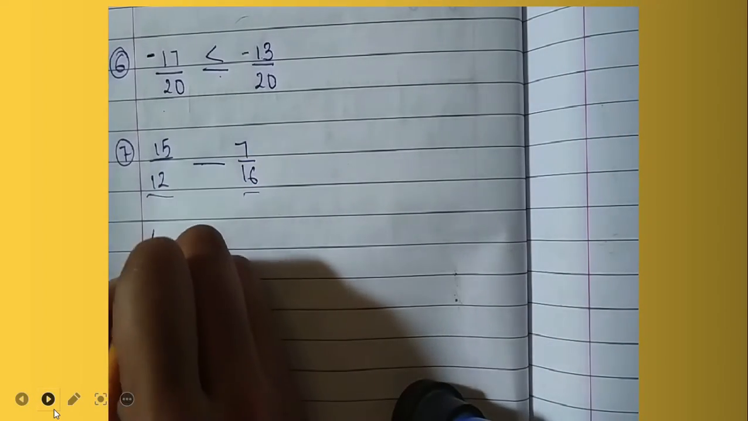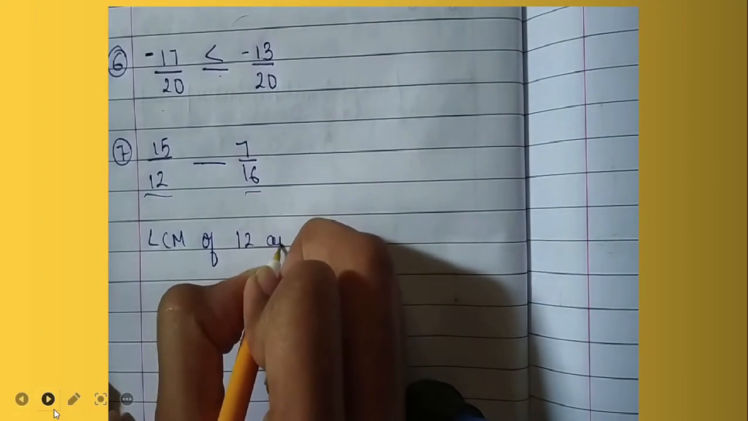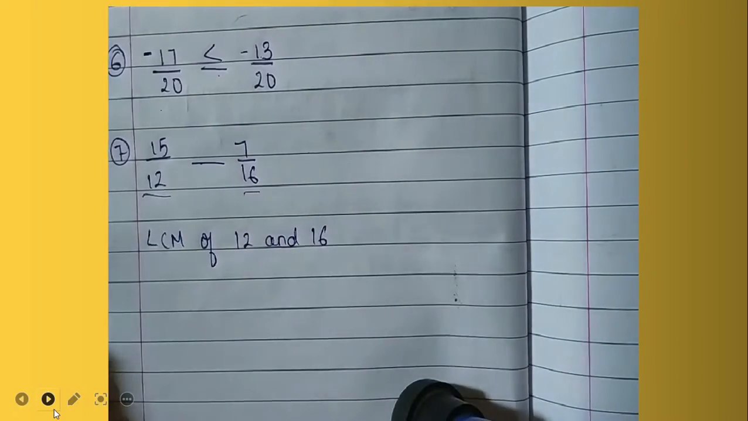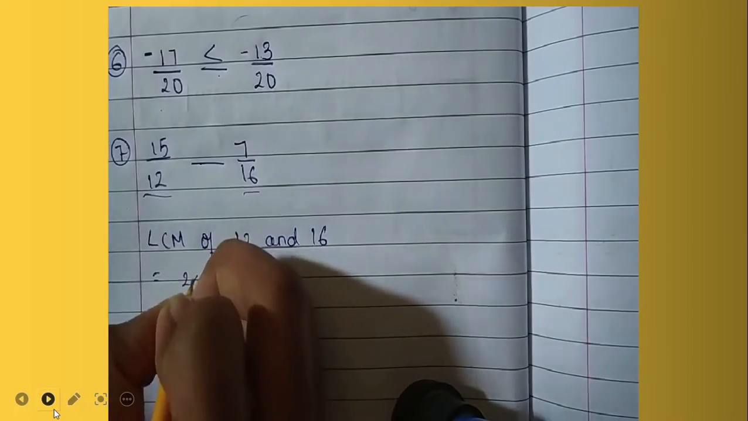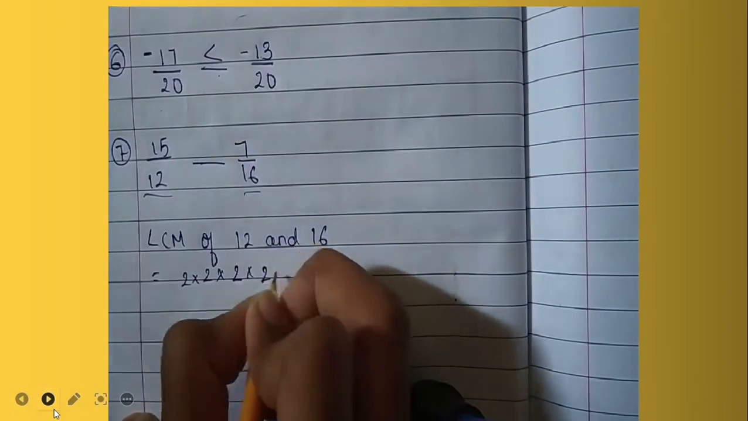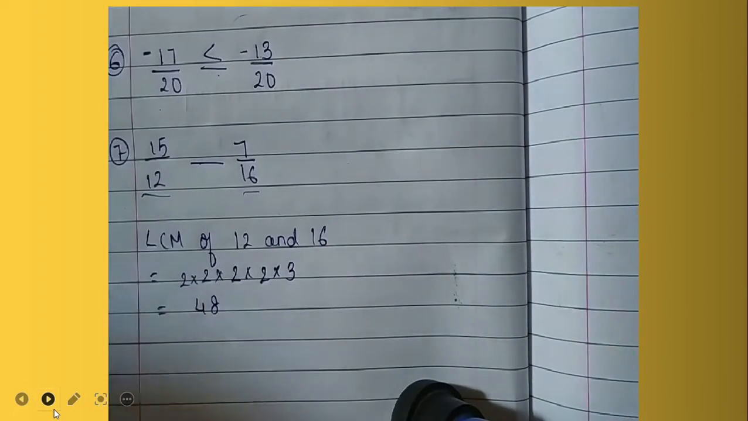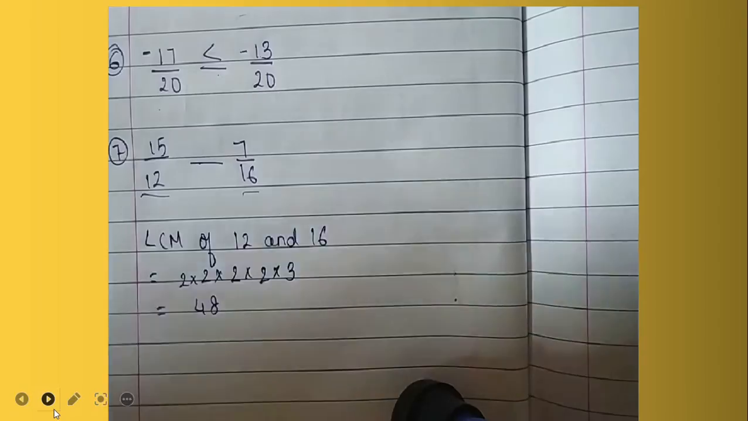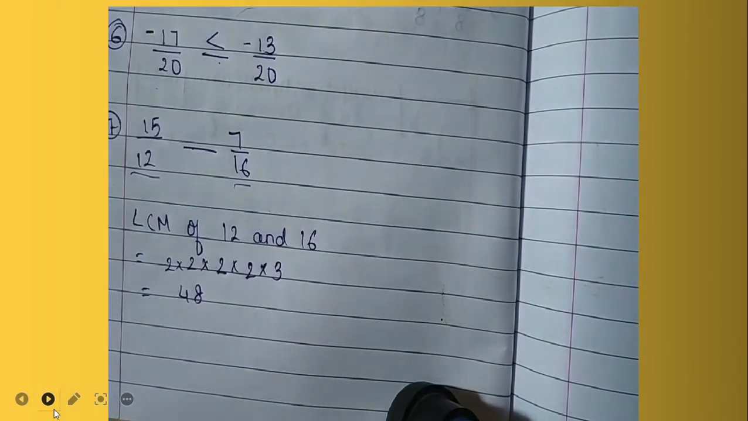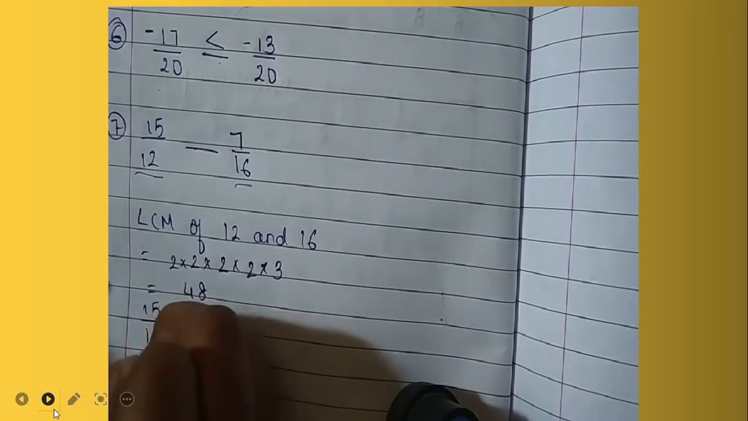LCM of 12 and 16 is equal to 2 into 2 into 2 into 2, that is 2 four times, and into 3. So our answer is 48. Yes, so our denominator will be 48. Now the numbers are 15 upon 12.